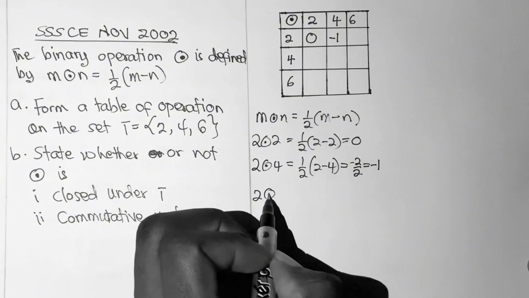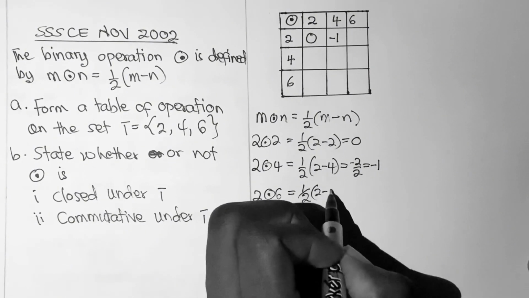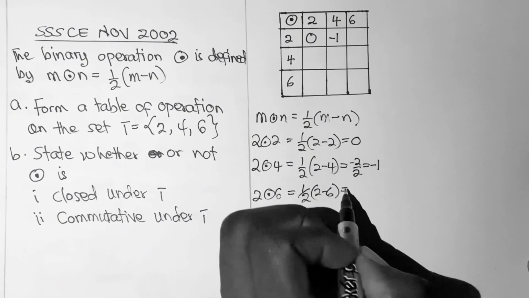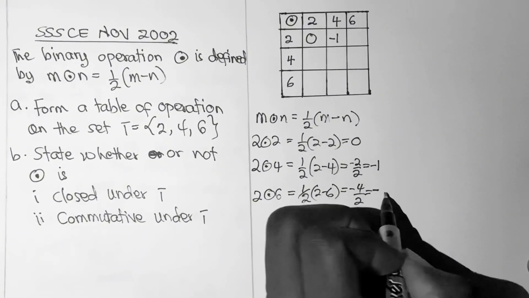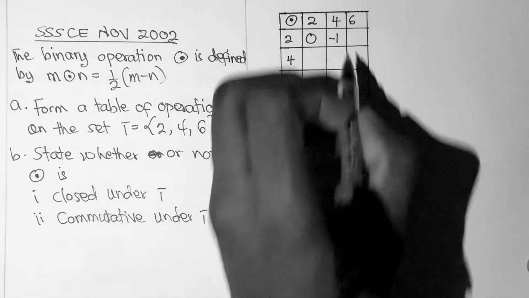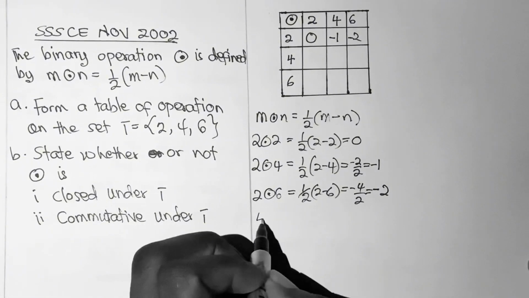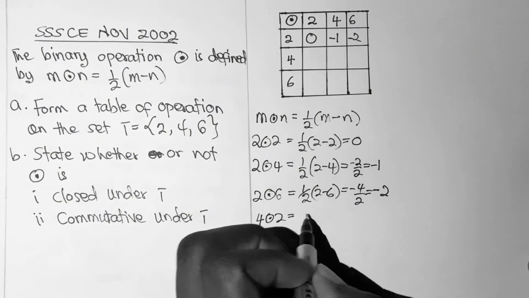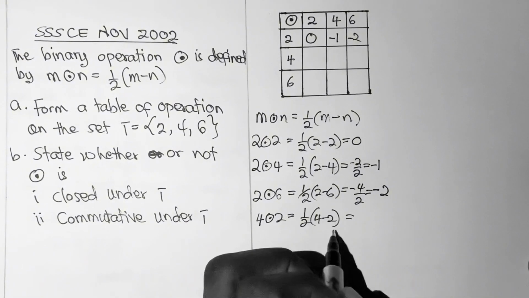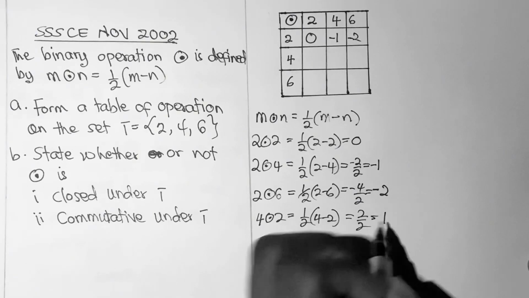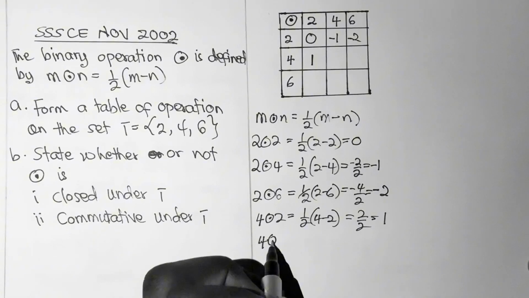Now let's find 2 operation 6. That is equal to half of 2 minus 6. 2 minus 6 is minus 4. So here we have minus 4 over 2, and that is equal to minus 2. So here is minus 2. Now let's find 4 operation 2. That is equal to half of 4 minus 2, and 4 minus 2 is 2. So 2 divided by 2 is equal to 1. So here is 1.